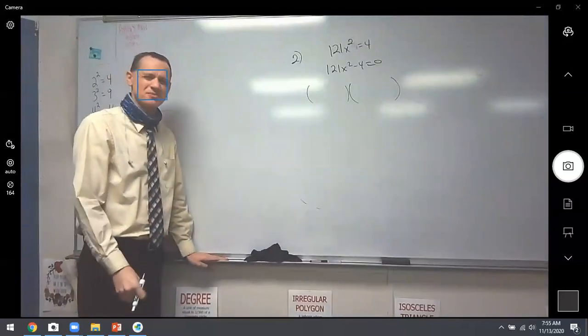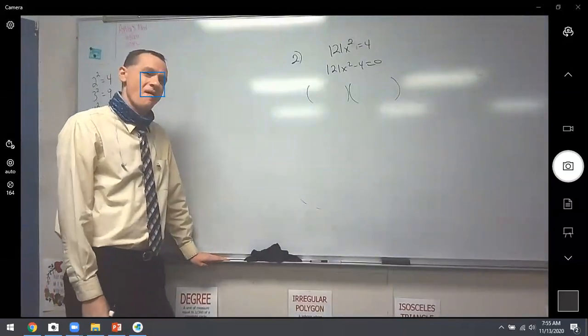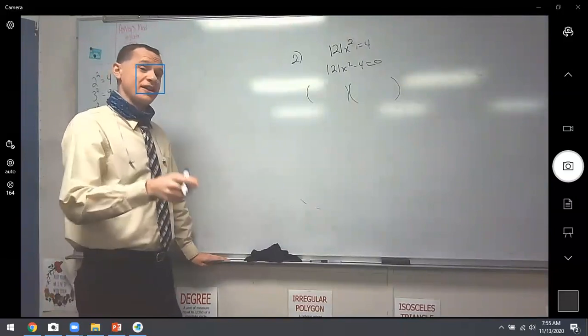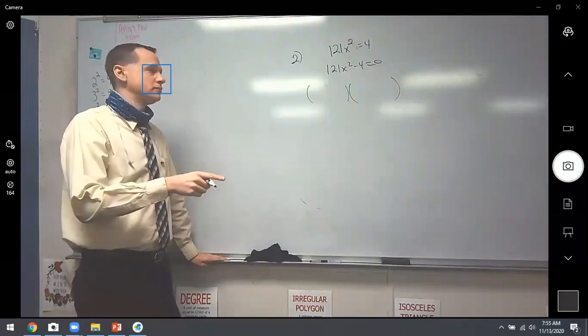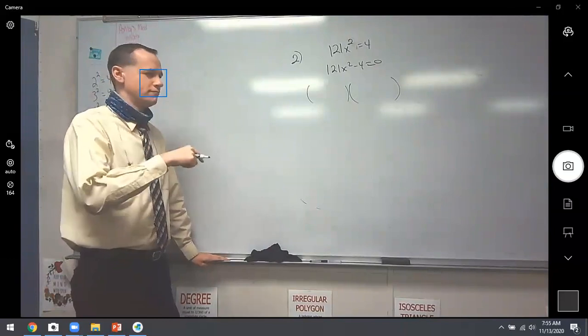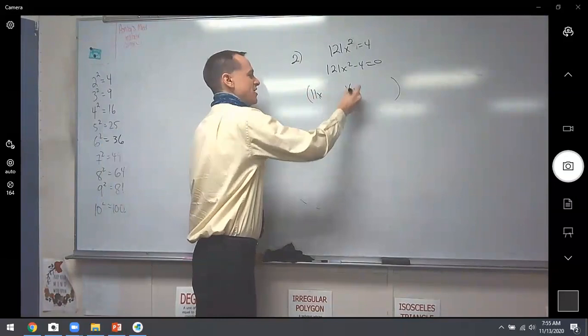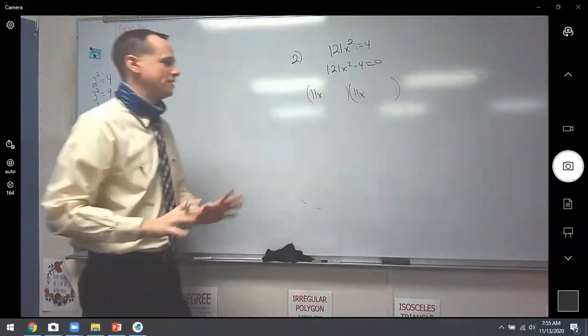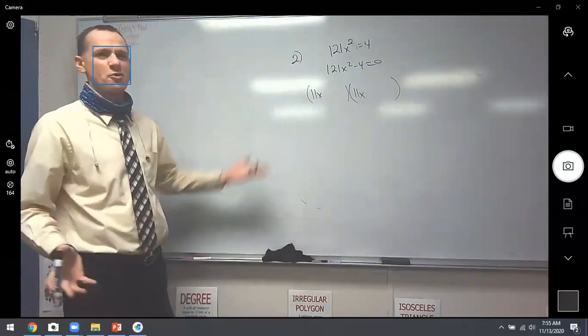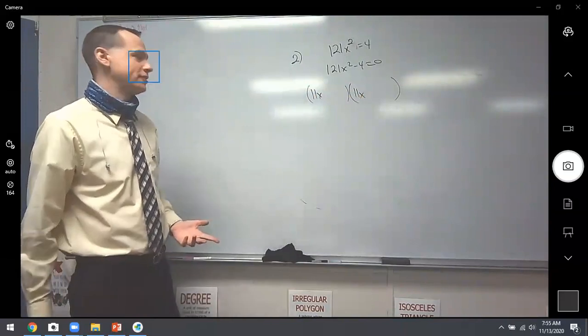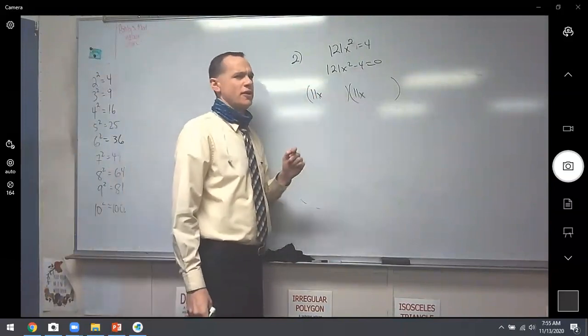Does anybody know something that's 121? Close. 11 and 11, I think, right? Yeah, 11 times 11. So that's my bet. Let's bet that this is 11x and another 11x. Maybe. It could be 121 and 1. That's highly unlikely.